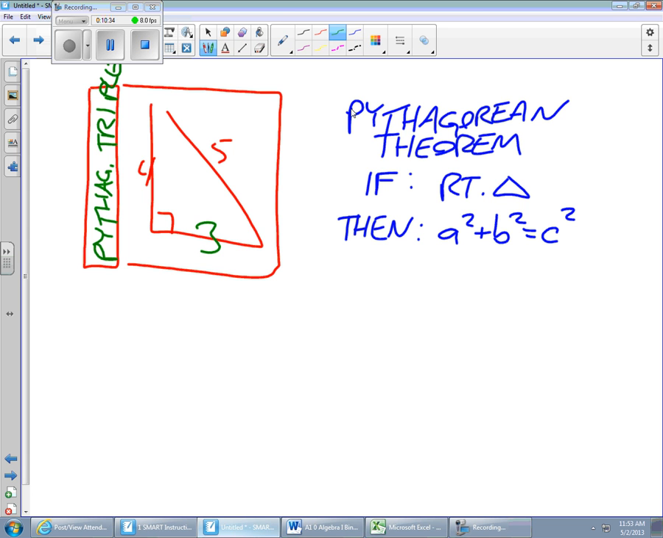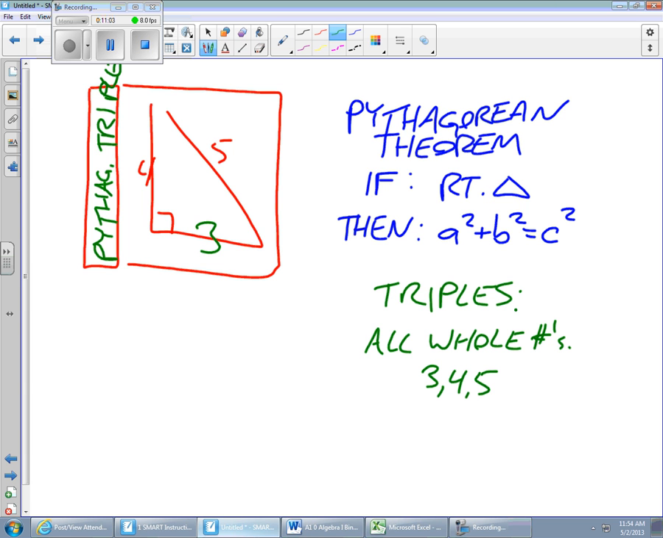Okay, now about the Pythagorean theorem. Here we have the triples. What specifically makes a right triangle be part of the Pythagorean triples like this one was? You get all whole numbers. Okay, all whole numbers. 3, 4, 5 is a perfect example. This is the most basic Pythagorean triple that we run into. Anybody remember the next one up from there?